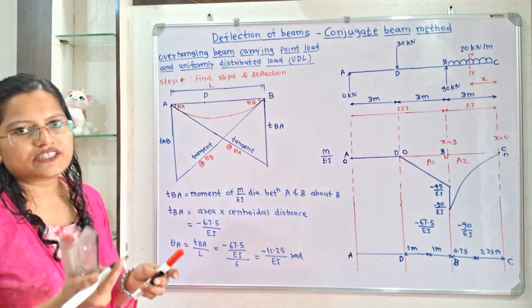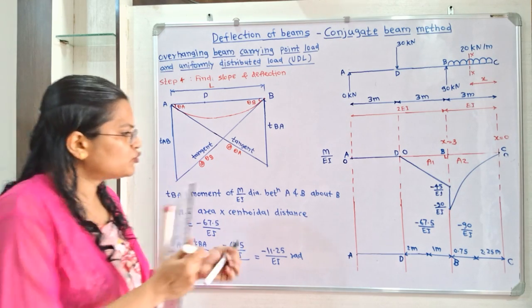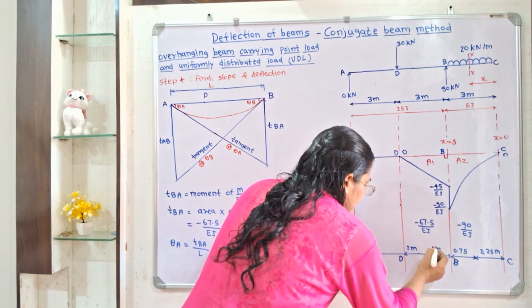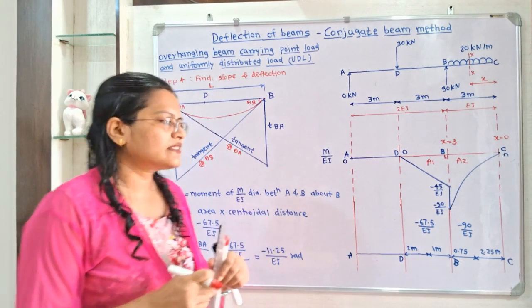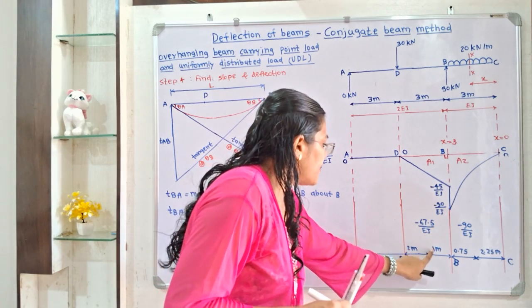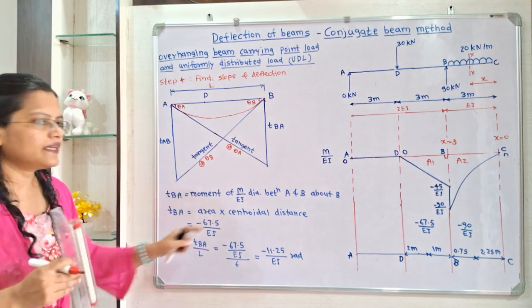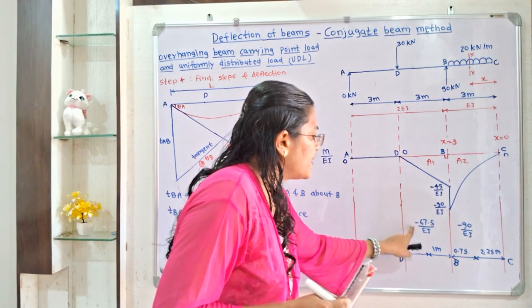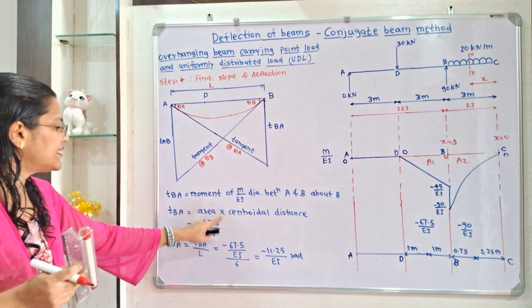So how to take this moment? Again we will apply the rule. If I move the compass, then here we will get this minus, so here the sign is already given. So we will take here minus 67.5 by EI multiplied by 1. So this is TBA. No need to consider sign convention here, because when we calculate the area we already get the sign. So this is the TBA.